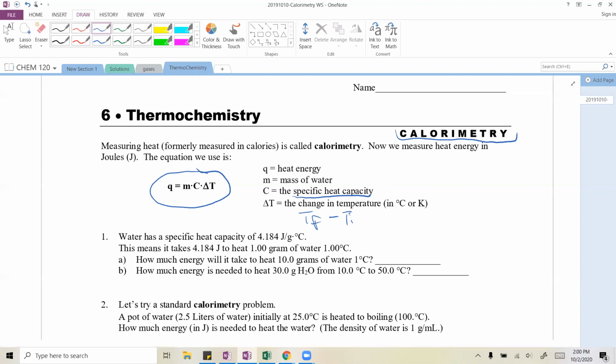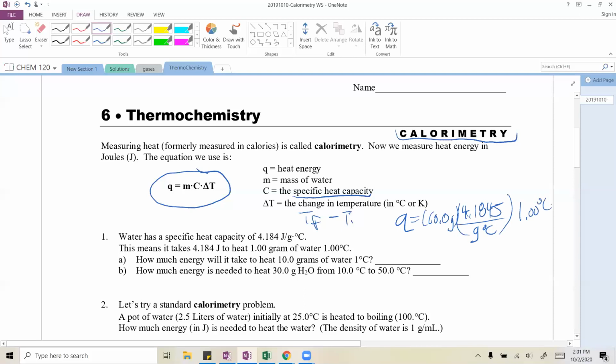Water has a specific heat capacity of 4.184 joules per gram degrees Celsius. This means that it takes 4.184 joules to heat 1 gram of water 1 degree Celsius. So if we have 10 grams of water, how much energy will it take to heat it 1 degree Celsius? So that means that we're looking for Q, our energy. Our mass is going to be 10.0 grams. Our specific heat capacity is 4.184 joules per gram degrees Celsius. And our temperature change is 1 degree Celsius.